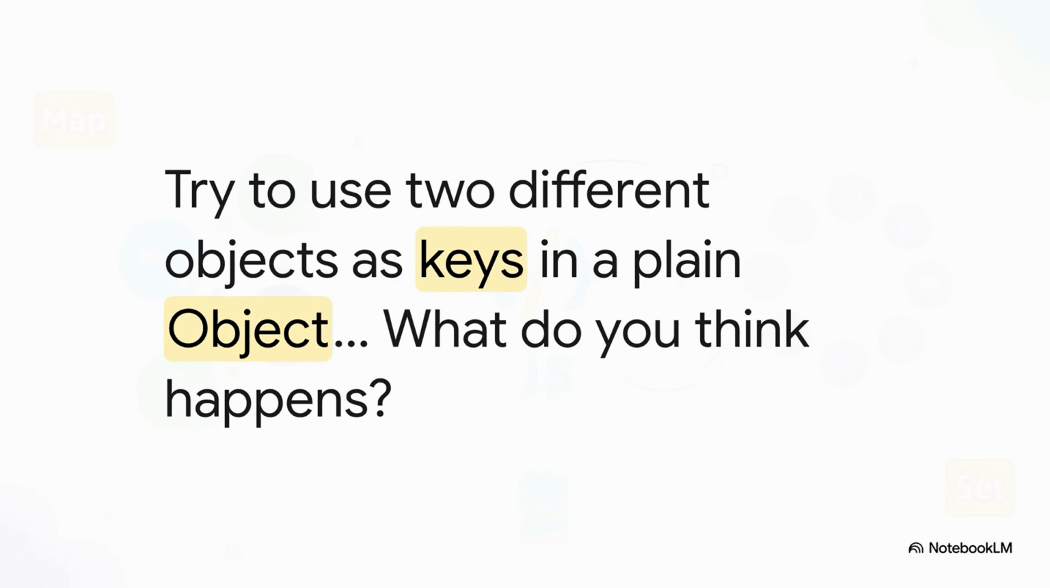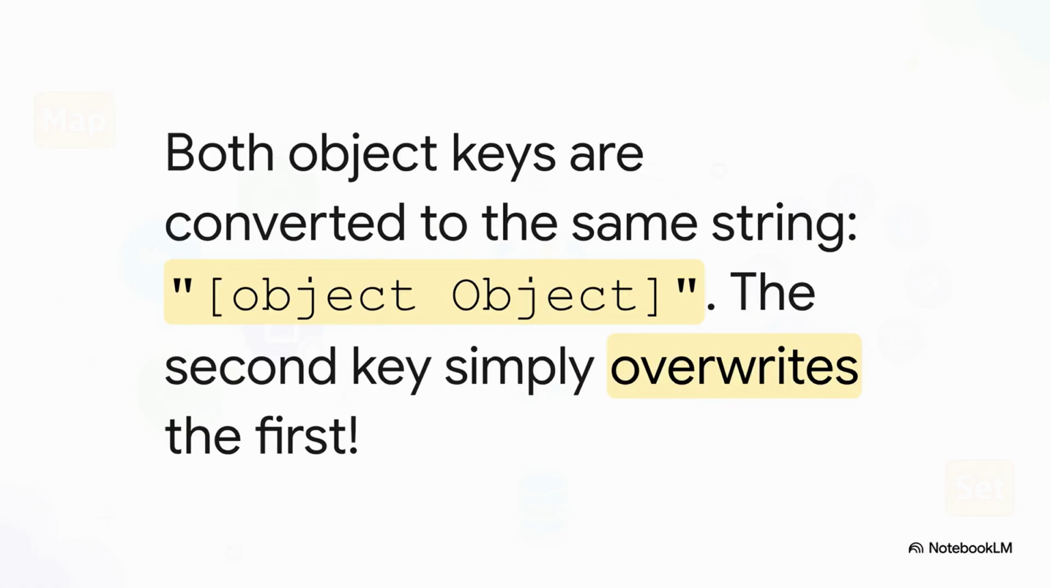Seems simple enough, right? And boom, here's the kicker. Behind the scenes, JavaScript takes both of those unique object keys and smushes them down into the exact same generic string, "[object Object]". So when you set the key for your second user, you're not adding a new entry, you're actually just overwriting the value you just set for the first one. Your object has only one entry and your data is gone. This is a classic trap.